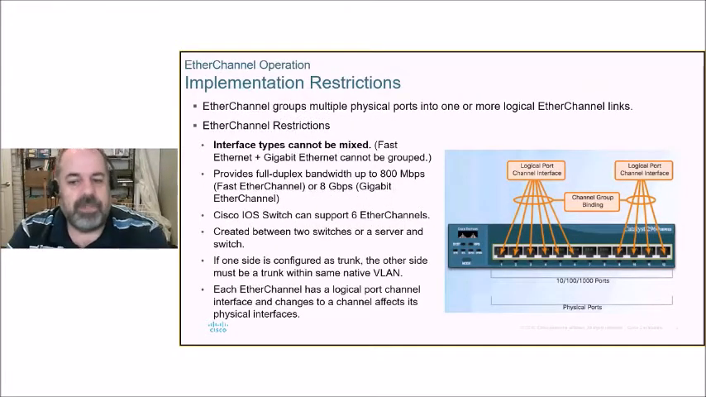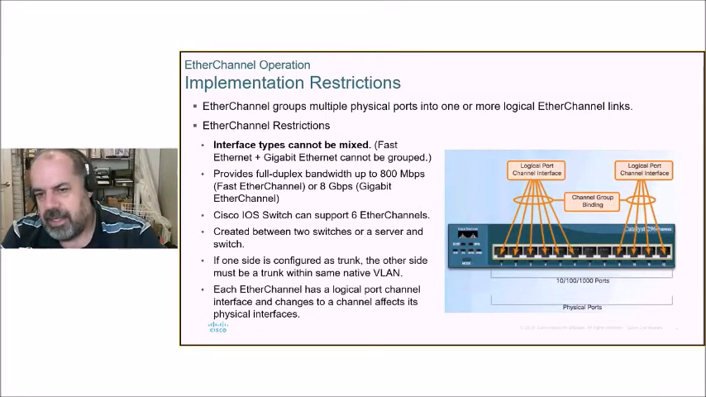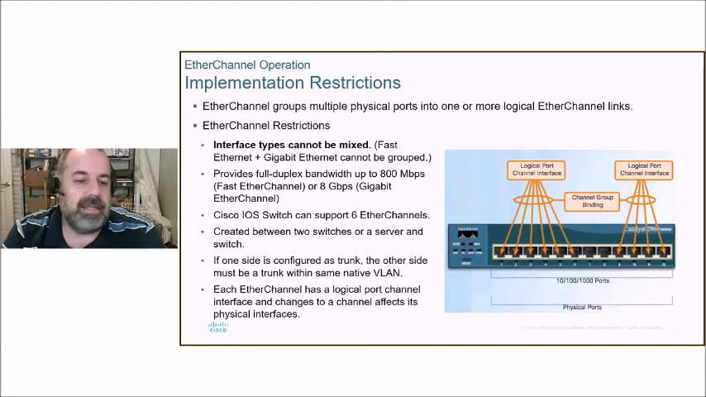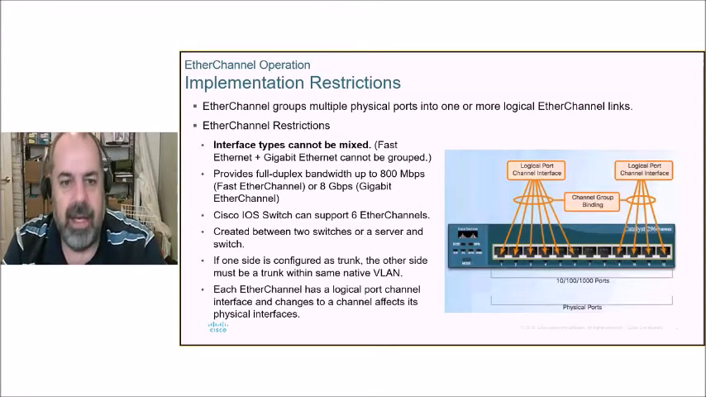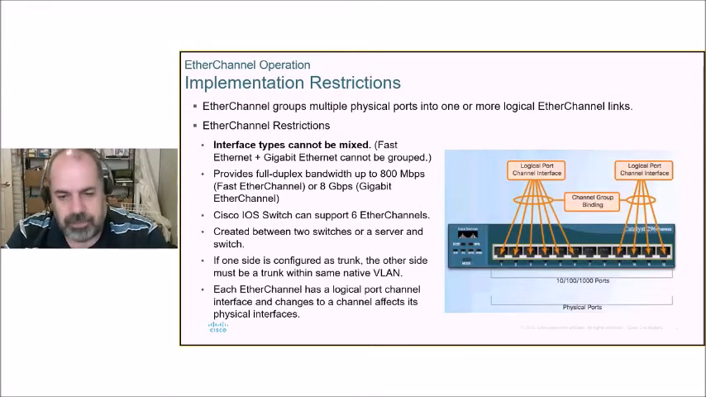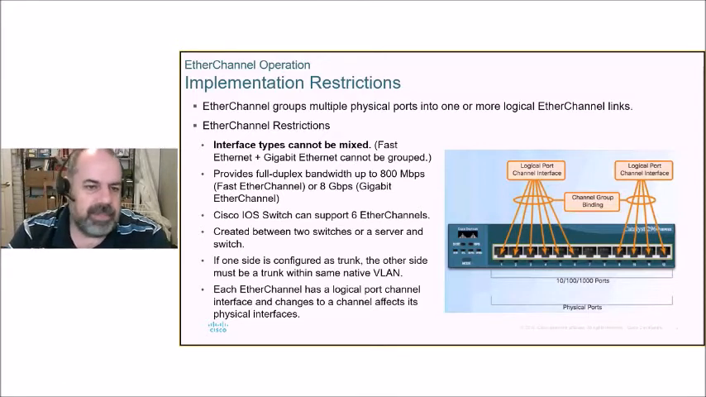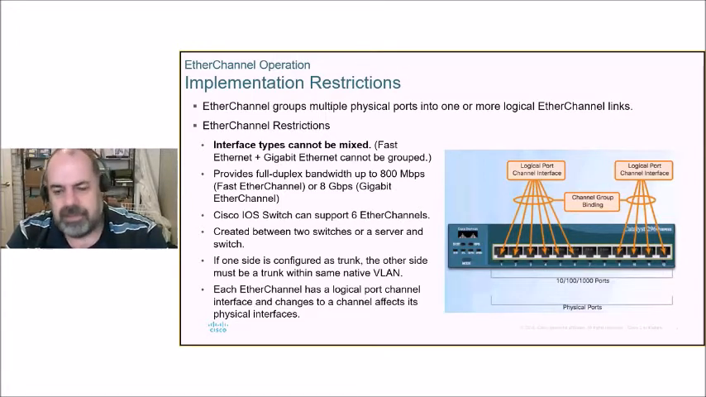So what implementation restrictions do we have? You group multiple physical ports into one logical EtherChannel link, and the interface types cannot be mixed. You can't have some fast and some slow. They need to be all the same speeds. They all need to be Fast Ethernet, or they all need to be Gigabit Ethernet, or whatever it might be. That's one restriction. It gives you full duplex bandwidth of up to 800 megabits per second, so you can combine 8 physical ports together to make that faster link.